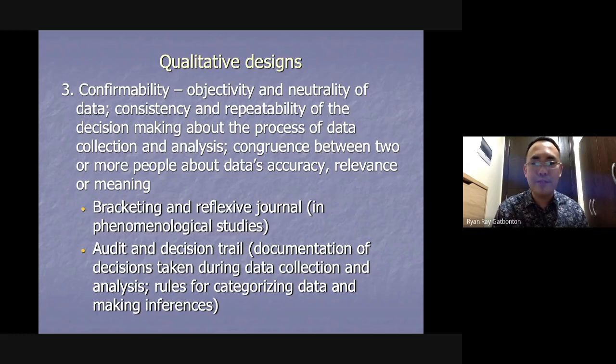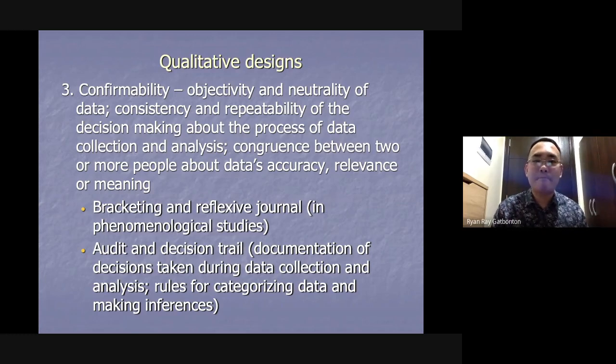This is usually used in phenomenological studies. Now, pag sinabing bracketing, you try to identify what are your misconceptions, what are your prejudices, what are your judgmental attitudes, and try to write it down so that you'll be aware of it. And even doing a reflexive journal. Another is yung audit and decision trail. Documentation of decisions taken during data collection and analysis.